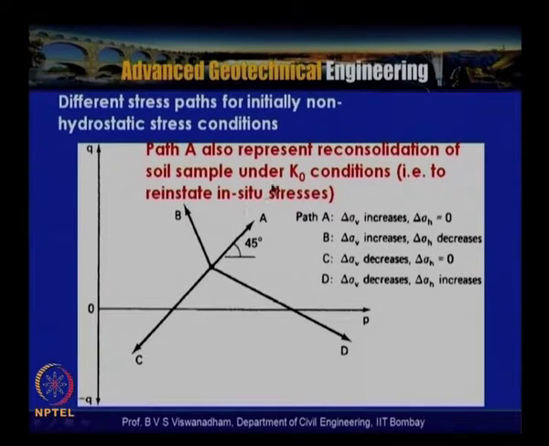Under K naught conditions we do not have identical stresses. For example, for a normally consolidated soil we have sigma H equal to K naught sigma V, where K naught can be around 0.5. So in that case, path A also represents the reconsolidation of a soil sample under K naught conditions.